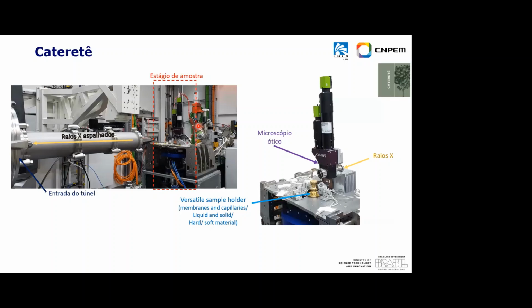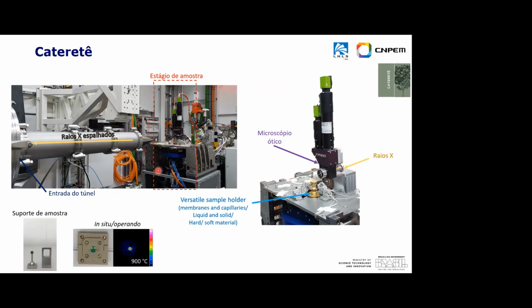About the experiment, it is almost the same configuration as XPCS, but the main difference is that for these imaging techniques we use an online microscope, which is very important to align the sample. It's located on the beamline, the X-rays go inside it, and we put our sample on a membrane.